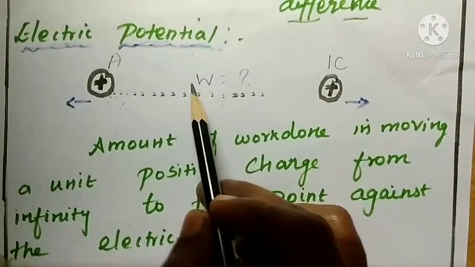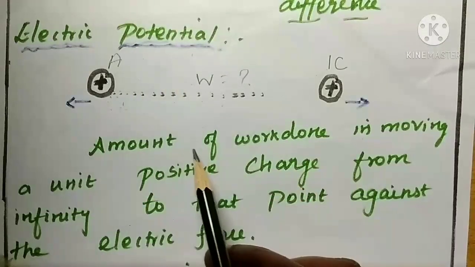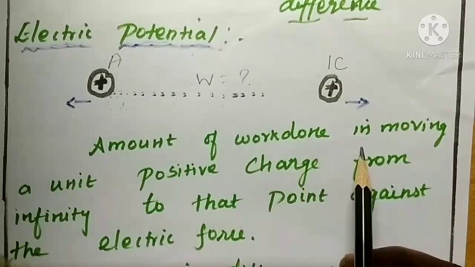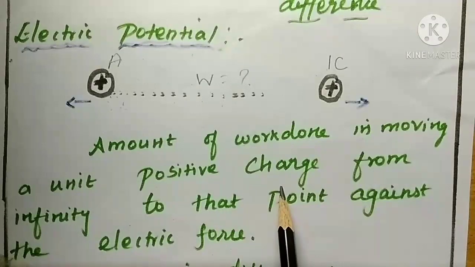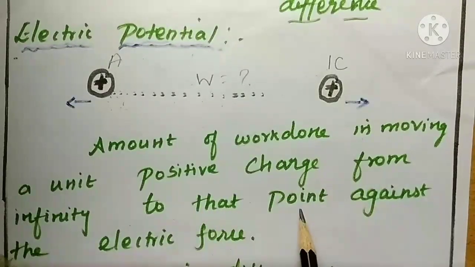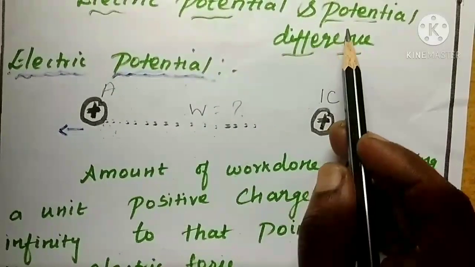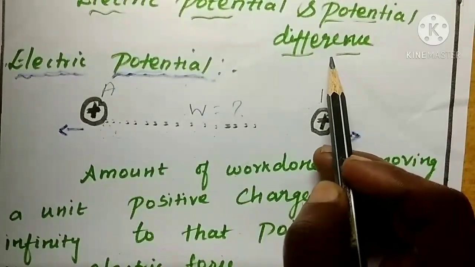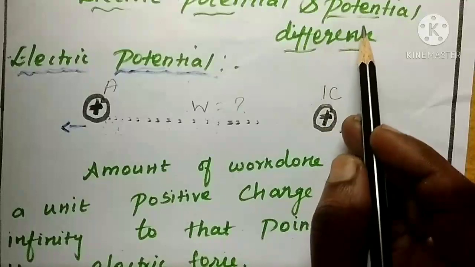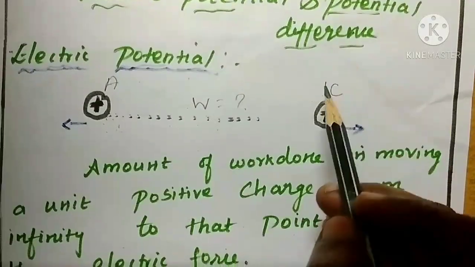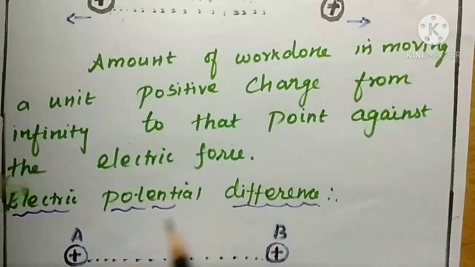Okay, have you all understood? So what do you mean by electric potential? The amount of work done in moving a unit positive charge from infinity to that point against the electric force. The next concept is potential difference. Between electric potential and potential difference, there is only one difference. What is that? We can see.